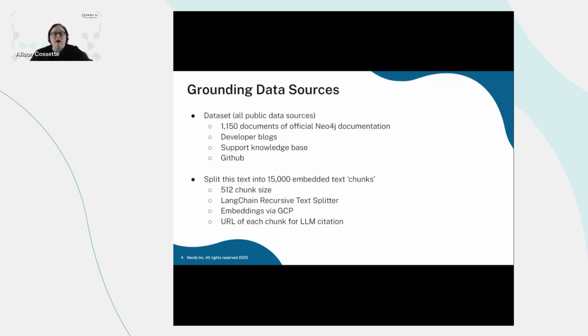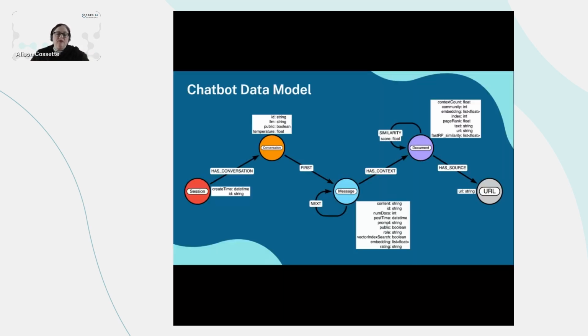So the steps that were taken, first of all, it was split into a 512 chunk size. LangChain recursive text splitter was used. We used the embeddings, ended up using GCP, and there's a URL for each chunk for the LLM citation. So what we did is we took all of those documents, all of the URLs for each of those documents, broke them down into chunks, and fed them into the application. What I want to talk about now is, what does the actual chatbot data model look like?